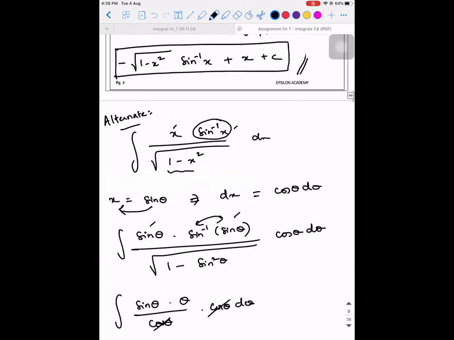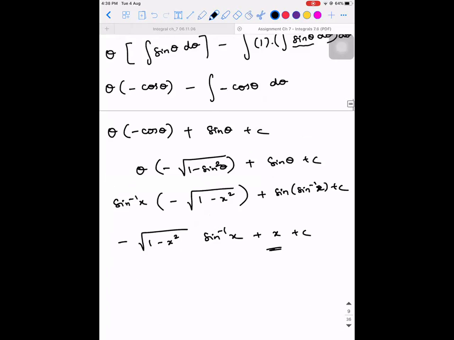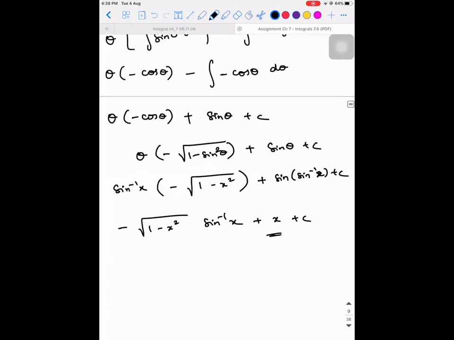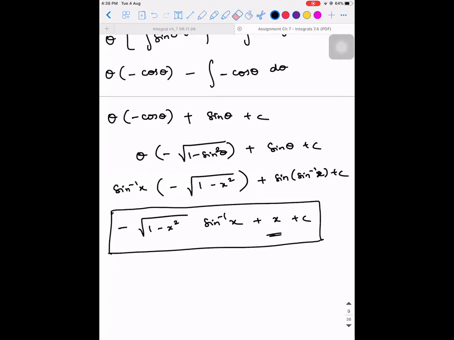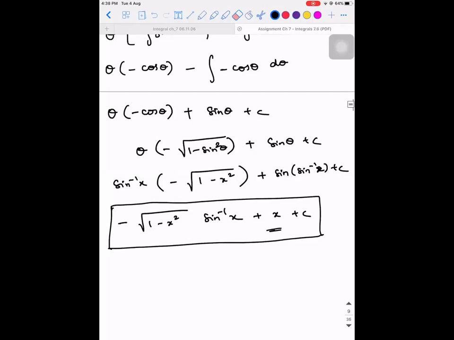Now verify if this answer is matching with the previous one. Minus root of 1 minus x square sine inverse x plus x plus c. Is it matching? So whichever method is convenient, you can follow it. Most of the time, dealing with inverse trigonometric functions is slightly a headache, because when you differentiate, you get that 1 plus x square and all those things. So I suggest you go with the substitution method. If you ask me which method is better, the second one is better.